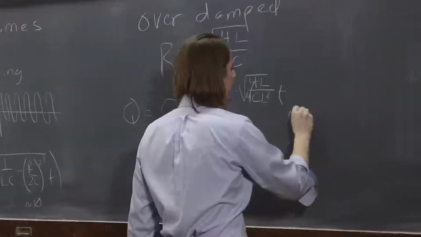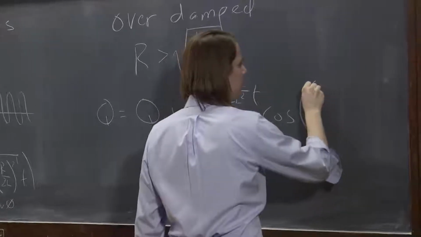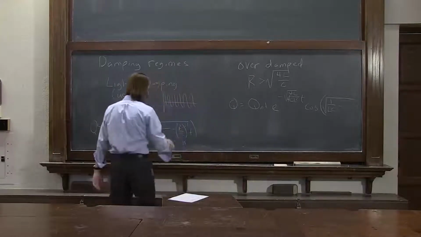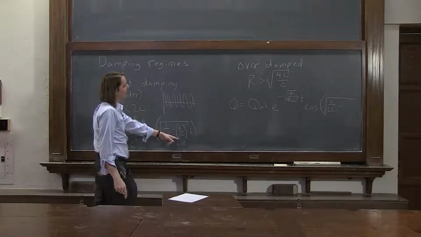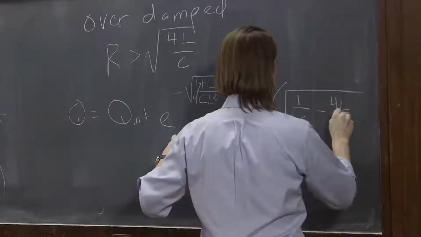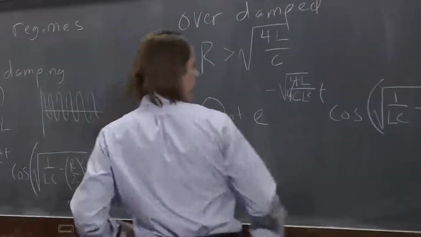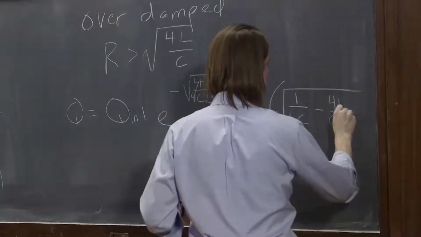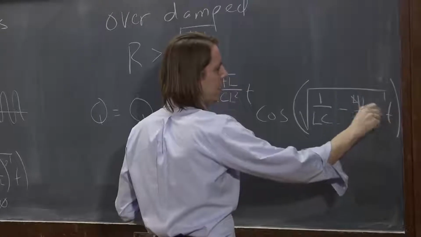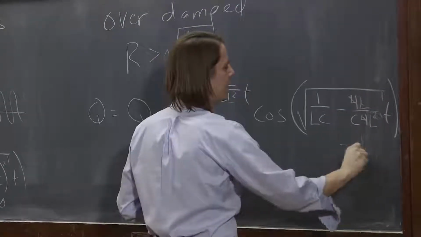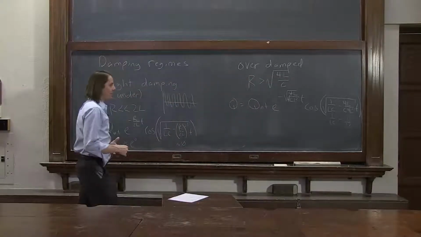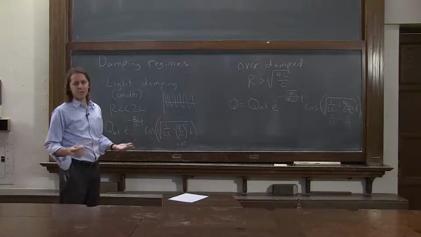But then let's look at this cosine term. The square root of 1 over LC minus, and then if we made R squared here, this would be R squared over 4L squared. Well, if R squared is 4L over C, and then over 4L squared, that becomes, cancel, cancel, cancel, cancel, it becomes minus 1 over LC. It's 1 over LC minus 1 over LC. Basically, it becomes so damped, the frequency is driven to 0, and it doesn't oscillate anymore.